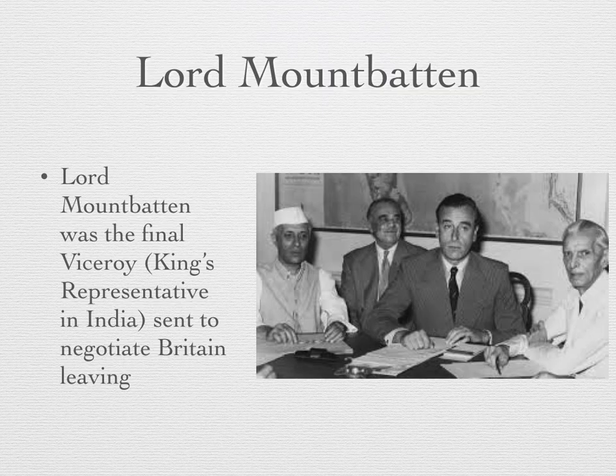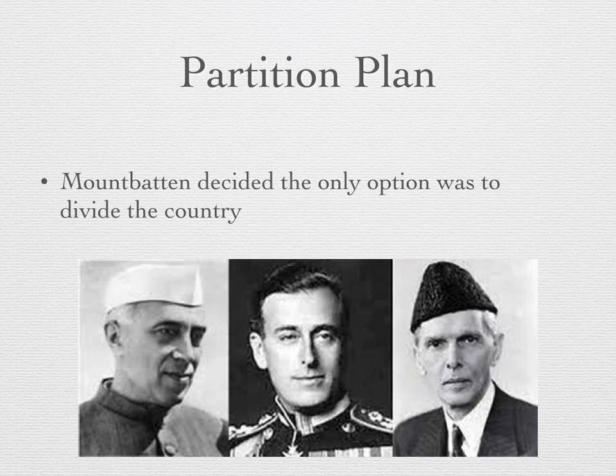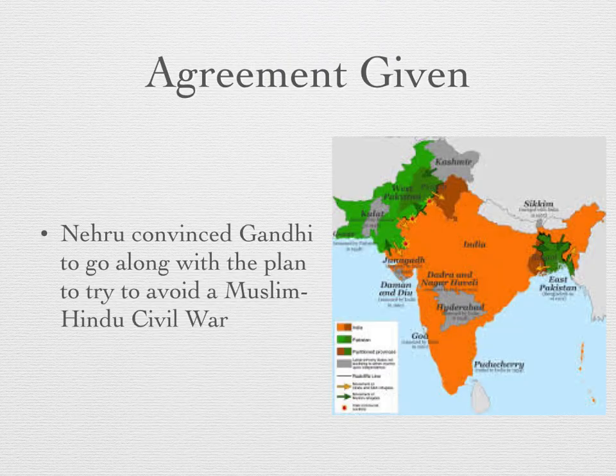Finally, Britain sent Lord Mountbatten as the final viceroy, or king's representative, to solve the issue. Mountbatten believed that the only way Britain could withdraw from India was by implementing the Partition Plan, which would divide the country into two. Gandhi opposed this plan, but Nehru and other members of the I.N.C, who he was close with, convinced him that partition was really the only way to prevent a massive Muslim-Hindu civil war breaking out. Once Gandhi gave his assent, the people of India would be definitely more willing to accept it. So Gandhi went along with the plan.